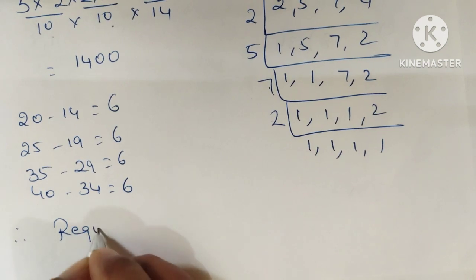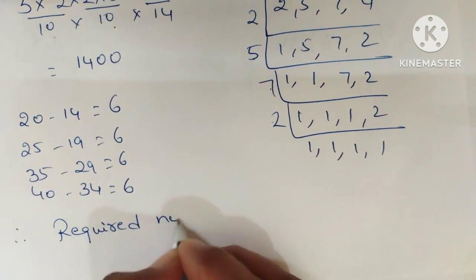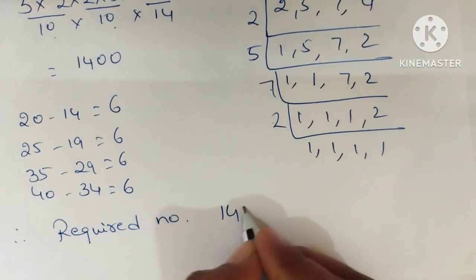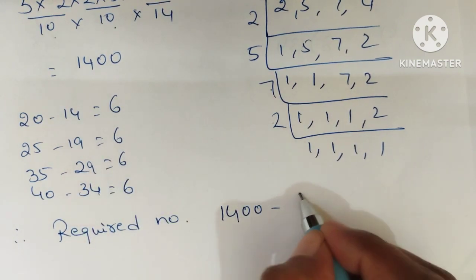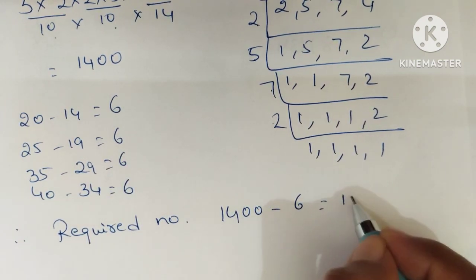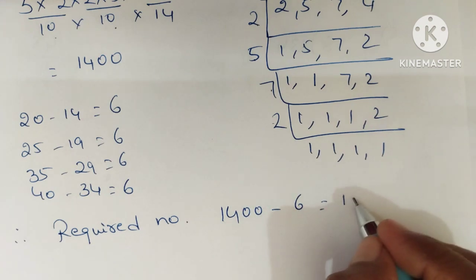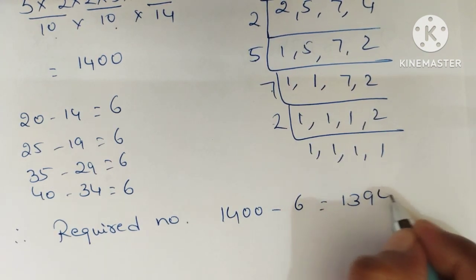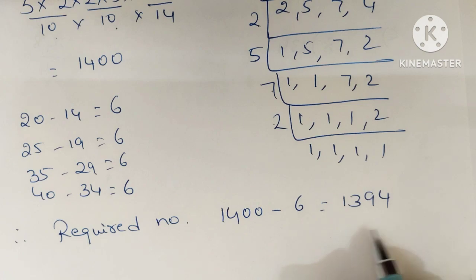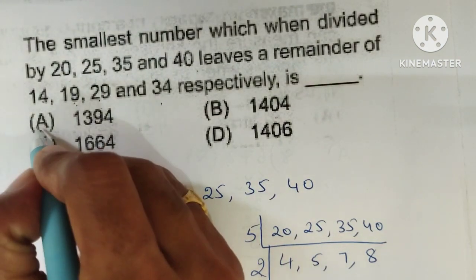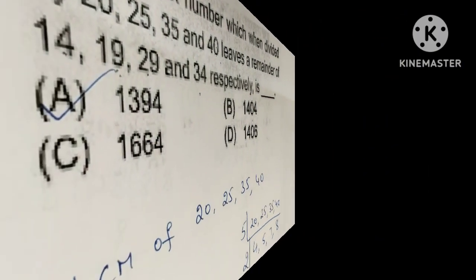Therefore, the required number is 1400 minus the remainder 6. So in this 1400 we have to subtract 6, which means 1394. So 1394 is the correct option. Option A is the correct one.